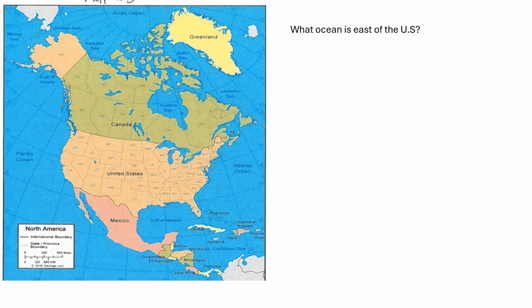And you'll need yourself another compass rose. I'm going to give you a hint here. Very messy compass rose. So what ocean is east of the United States? Here's the United States. What ocean is to the east?